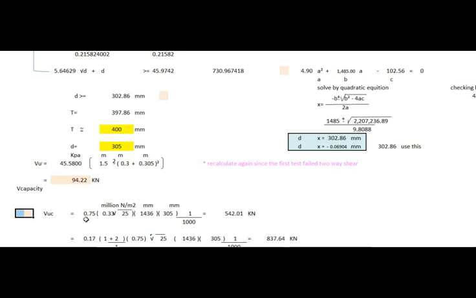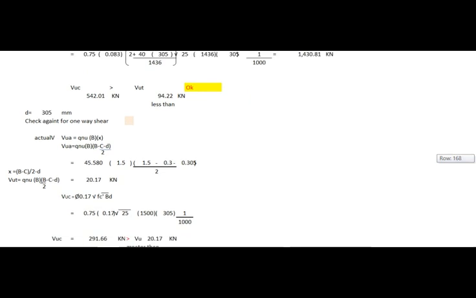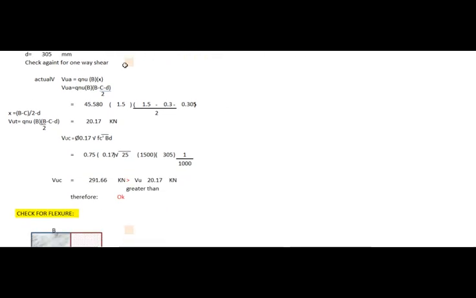So again, take the least of the three equations required in the code. Equation 1 is 542.01, equation 2 is 837.64, and equation 3, so the least shear capacity is 542.01 compared to actual 94.22. The shear capacity is greater than the actual shear, so it is okay. Check again for one-way shear. Using the calculated depth d of 305, the shear actual is equal to 20.17, then shear capacity is equal to 291.66, greater than 20.17, so it is okay.